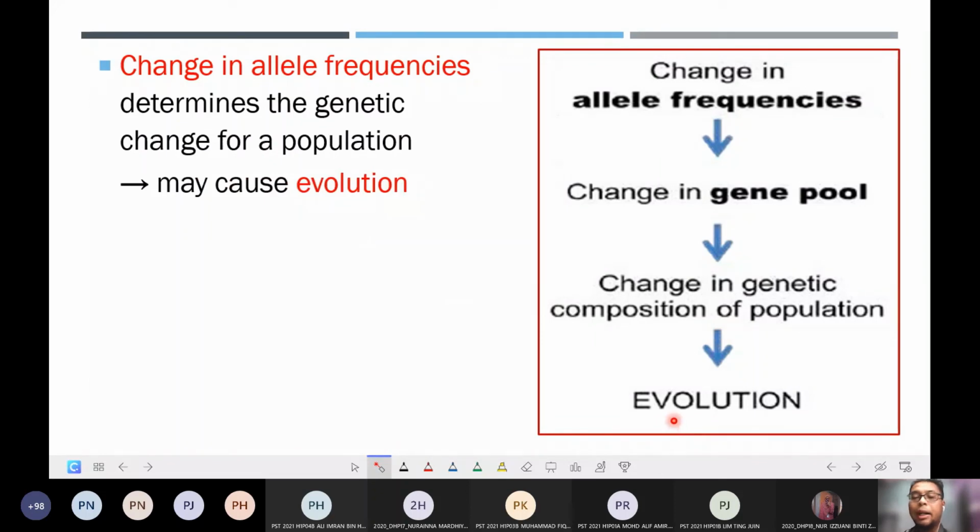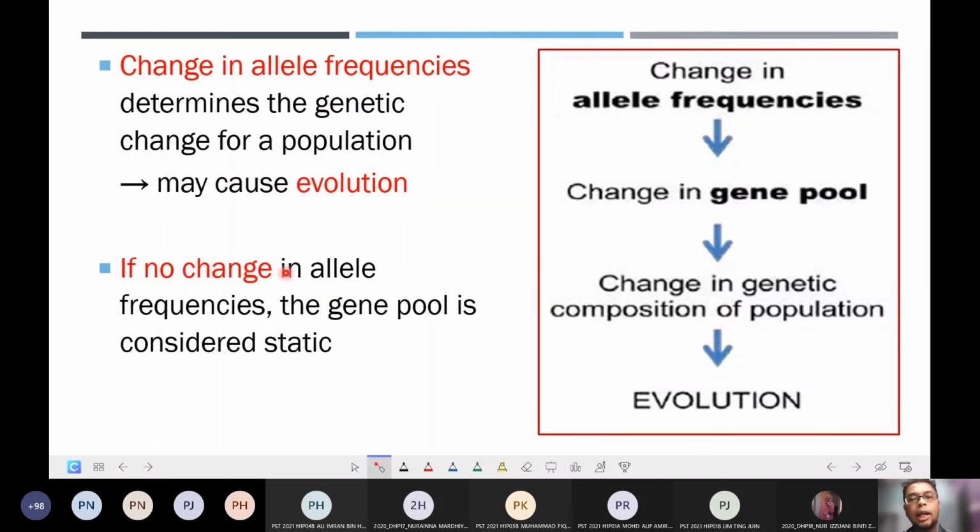But if there is no change in the allele frequency, we can say that the gene pool is static. Static means tak ada perubahan lah, tidak ada sebarang perubahan. And if there is no change in the gene pool, if the gene pool is considered static, then we say that the population is showing genetic equilibrium.